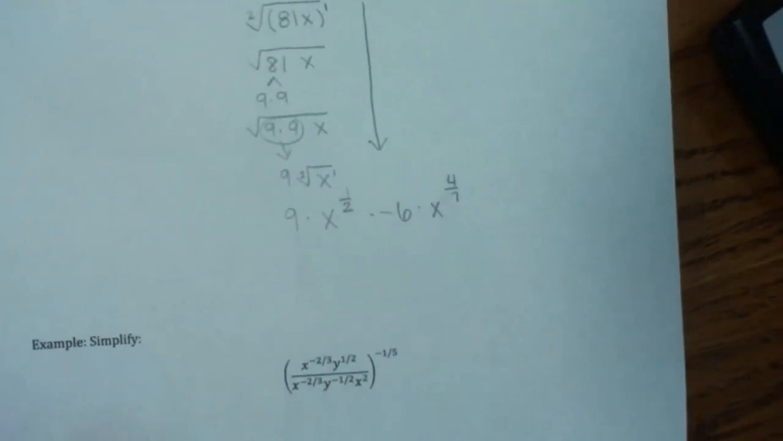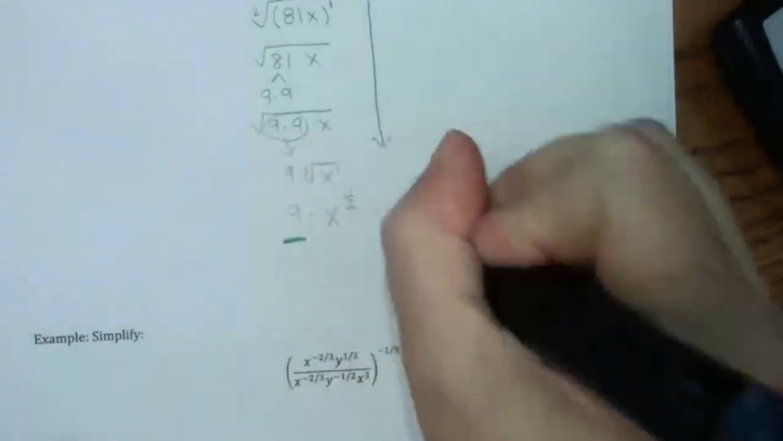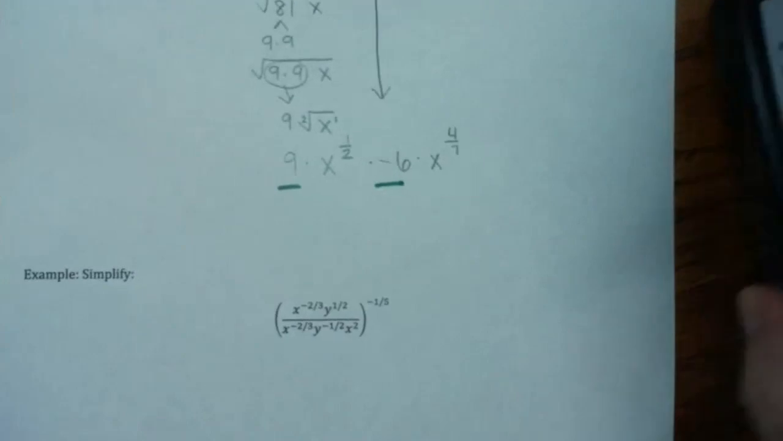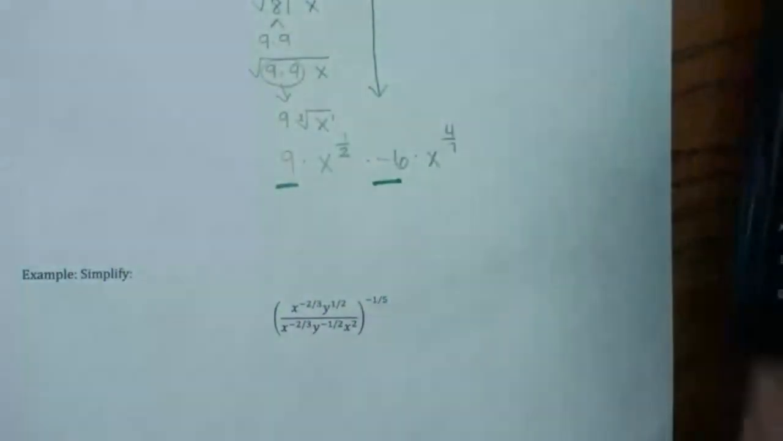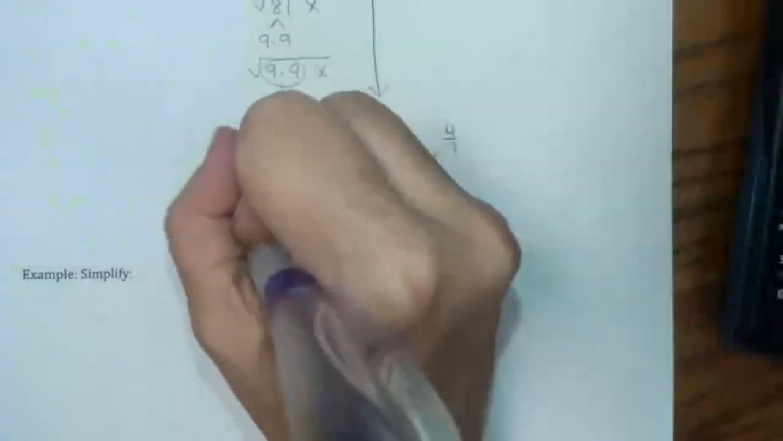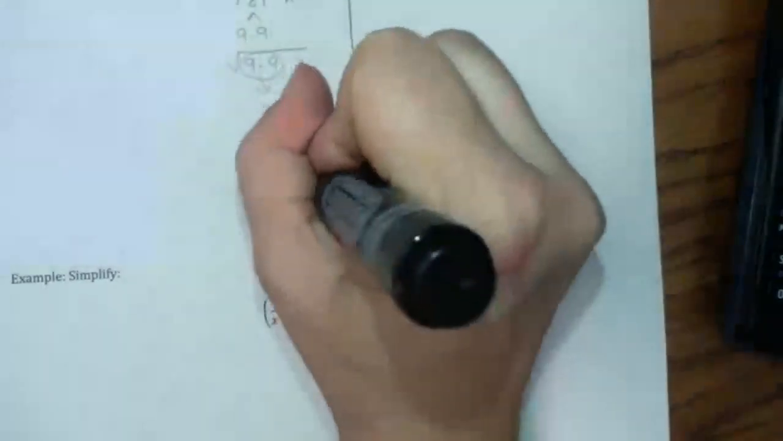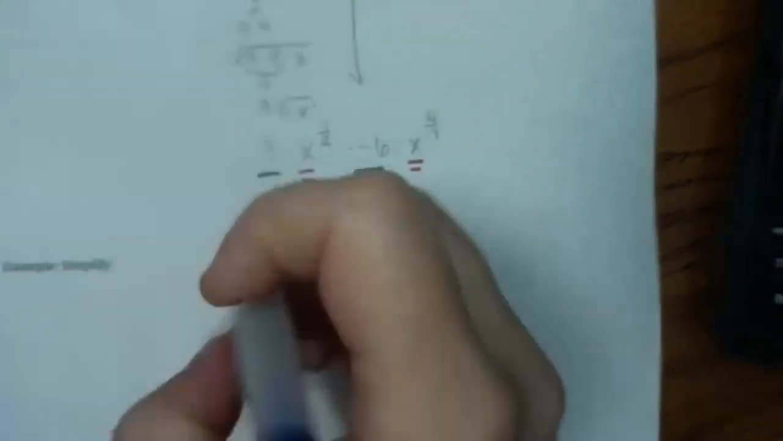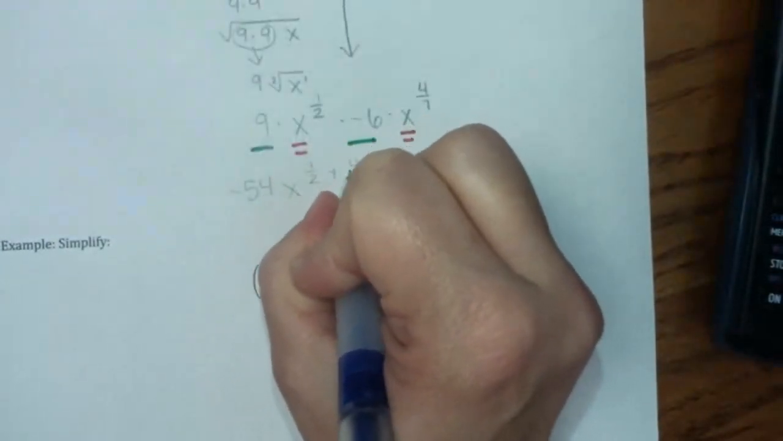So now let's combine some like terms. We have 9 times negative 6, which will give us negative 54. So negative 54. Then we have x to the 1/2 power times x to the 4/7 power. We are multiplying, so that means we can add our exponents. So x to the 1/2 plus 4/7.